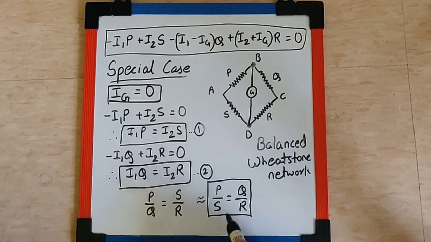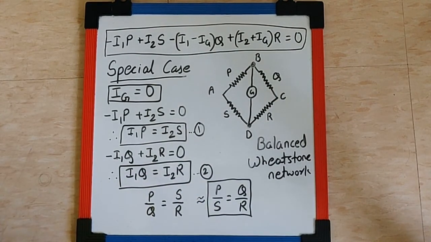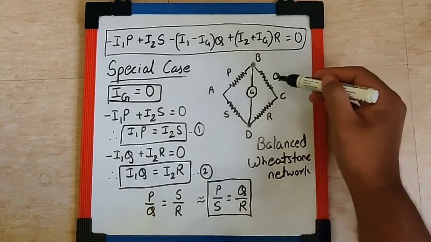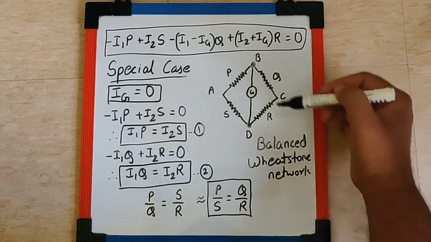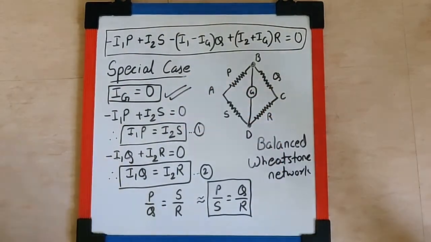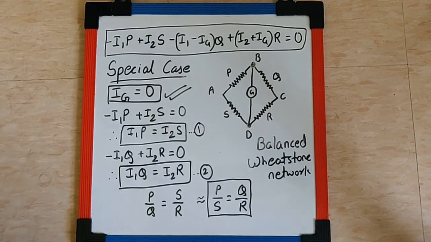Now this equation can be used for multiple purposes. One of the important purposes is in a circuit where we know three resistances out of four, we can find the fourth one using this special condition. So I hope you understood the entire concept of the Wheatstone network as well as the special case, the balanced Wheatstone network. So hope you like it.